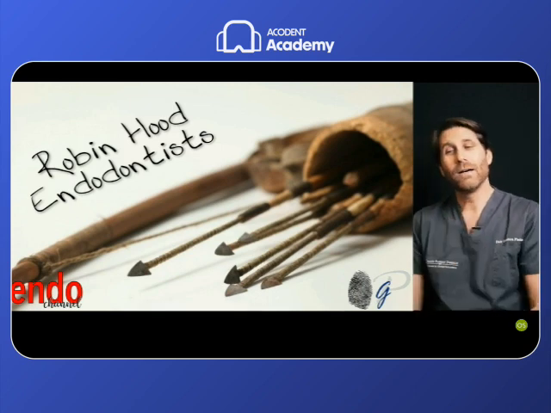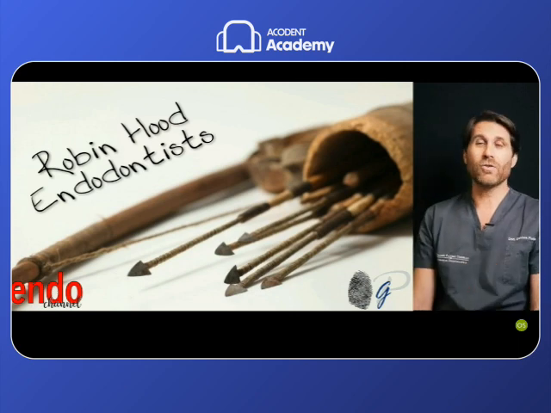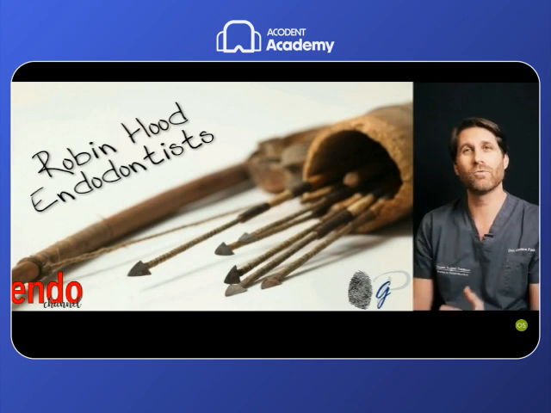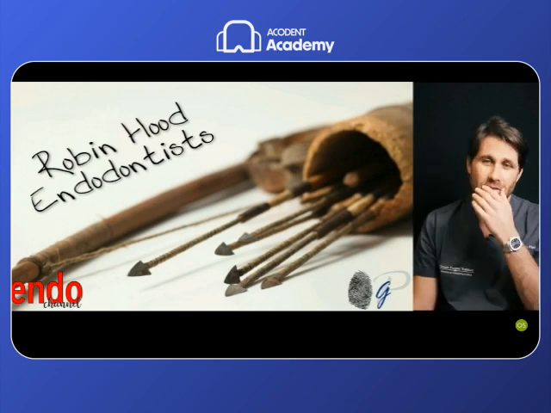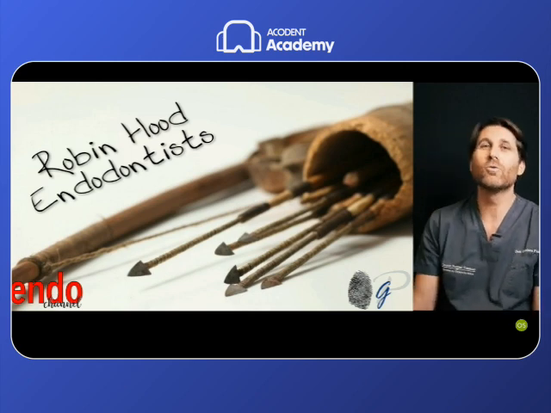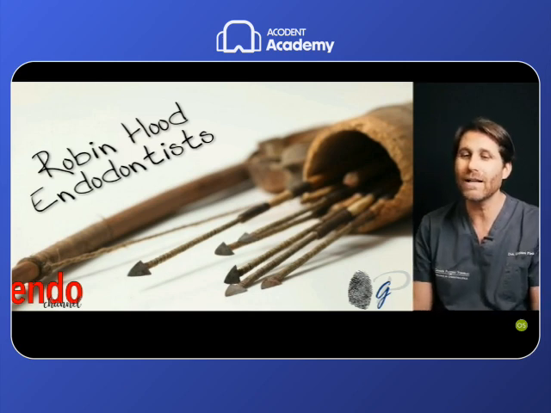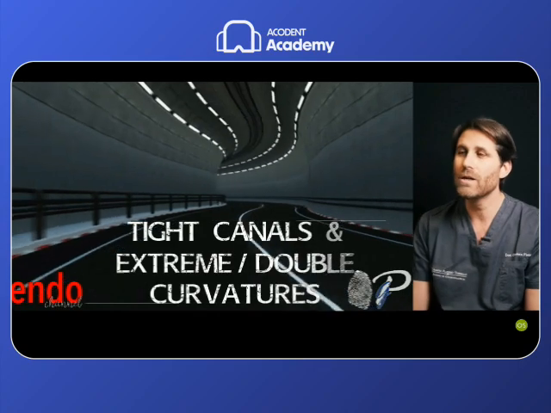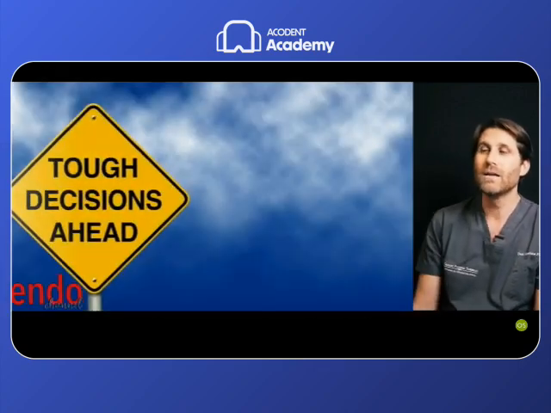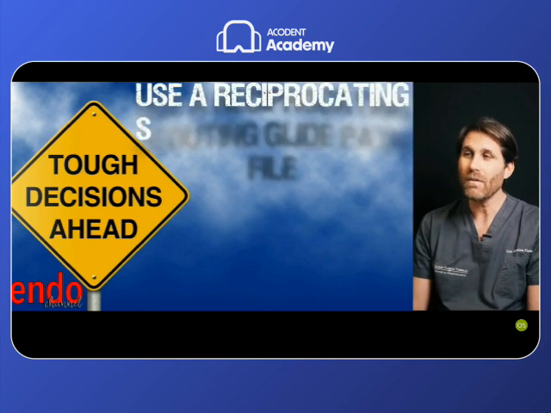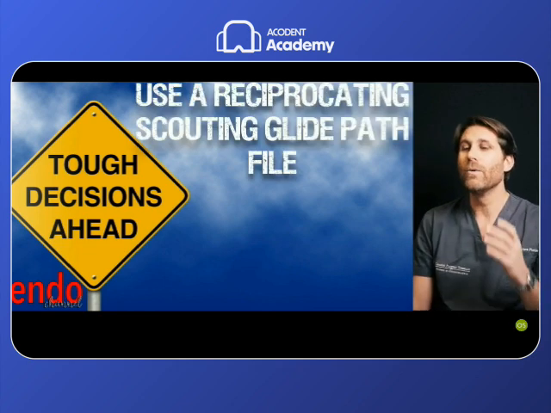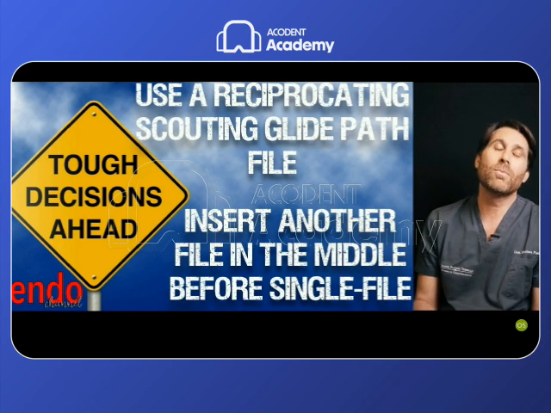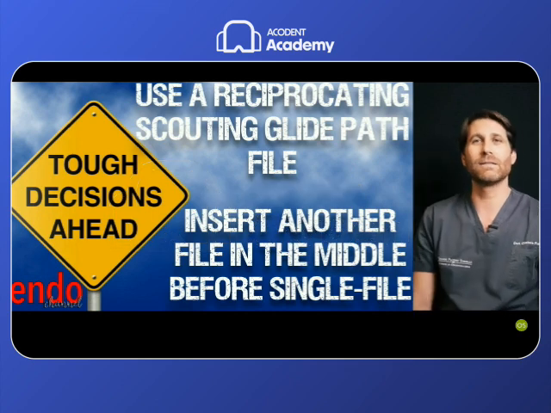And there is a last classification, a last type of case in which I need to access different arrows to finish my treatments. We start from a standard case that can be completed with just 1 file, to more complex cases in which we probably need 2 different files, to other cases with very tight canals and extreme double curvature, in which the tough decision ahead is that, after a reciprocating scouting glide path file, we probably need to insert in the middle another file before the single file, to go back to a reciprocating sequence.